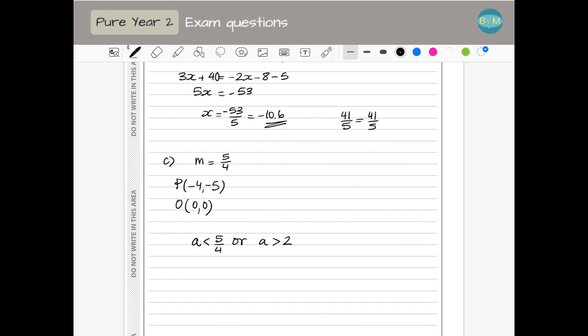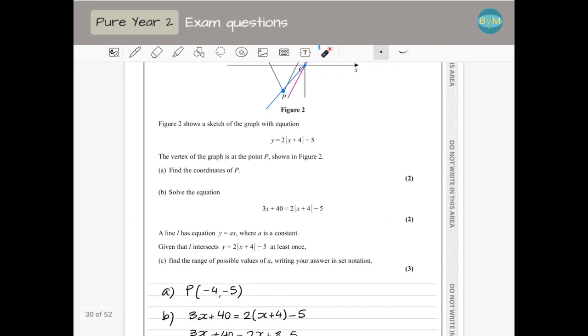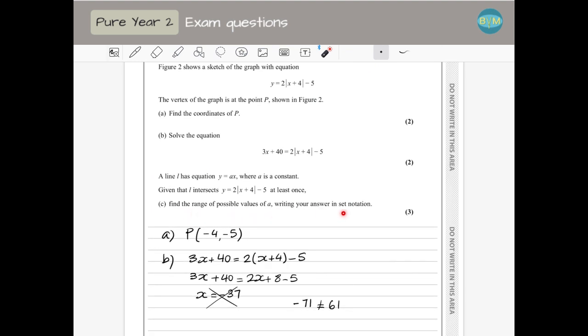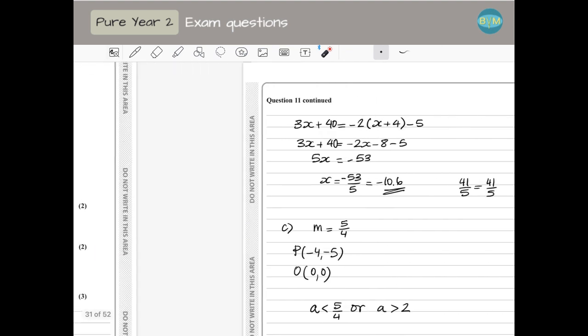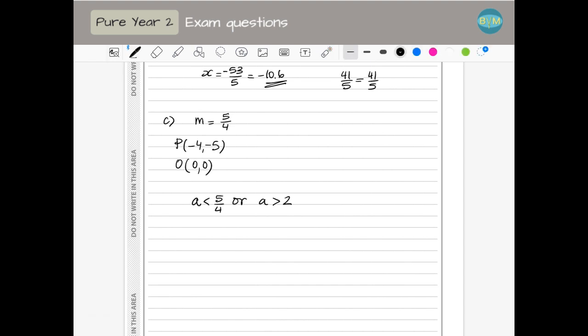We have to write our answer in set notation, right? So we are going to write the brackets. We are going to say that a must be smaller than 5/4, and it could be equal because then it will cut in one point in the corner, or, union, a must be greater than 2, and it cannot be 2 because if it's 2, it's completely parallel and it won't cut in one point. So that's my answer.